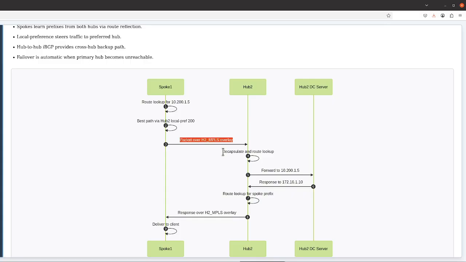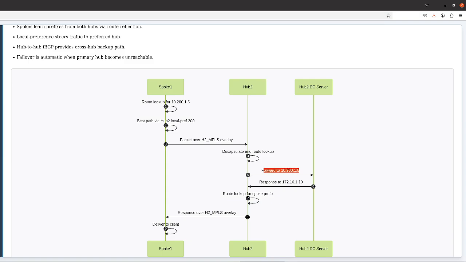Hub 2 receives the packet, decapsulates it, and performs a route lookup. The destination 10.200.1.5 is directly connected to Hub 2's internal LAN interface, so Hub 2 forwards the packet out that interface toward the destination server. The server receives the packet, processes it, and generates a response.